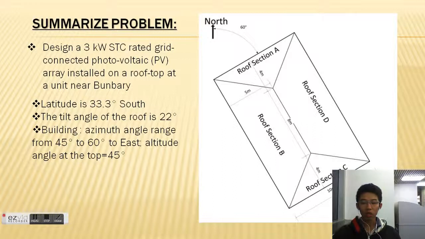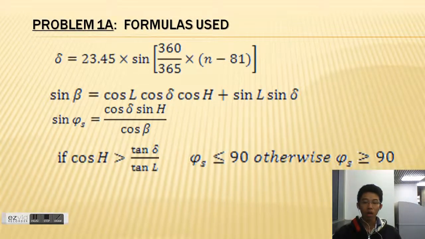I will start with some general information. According to the topic, we have to design a 3 kilowatt FTC rated quick connected PV array installed on the rooftop near the boundary with the location later given. The solar declination, altitude angle, and azimuth angle are calculated by a set of formulas, where L is the latitude angle and H is the hour angle.